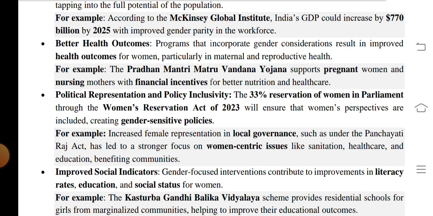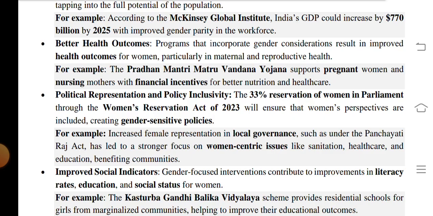Political representation and policy inclusivity: the 33% reservation of women in Parliament through the Women's Reservation Act of 2023 ensures that women's perspectives are included, creating gender-sensitive policies. For example, increased female representation in local governance under the Panchayati Raj Act has led to a stronger focus on women-centric issues like sanitation, healthcare, and education, benefiting the communities.